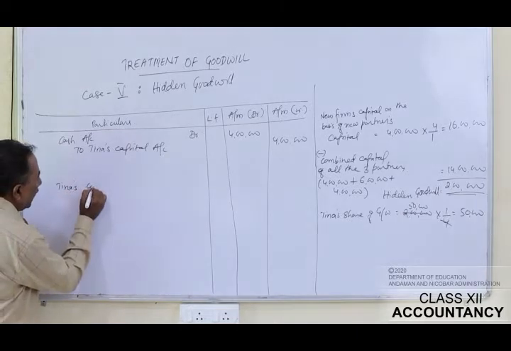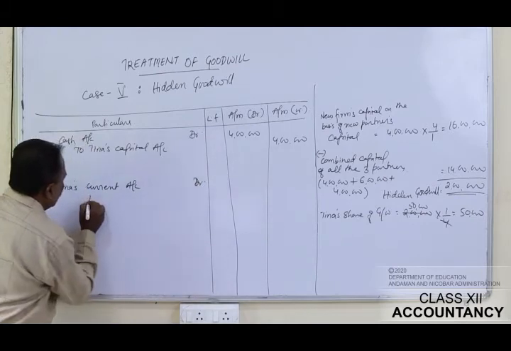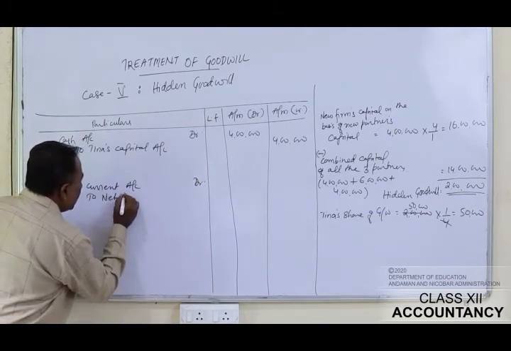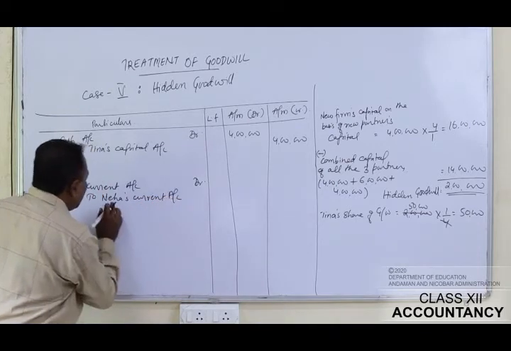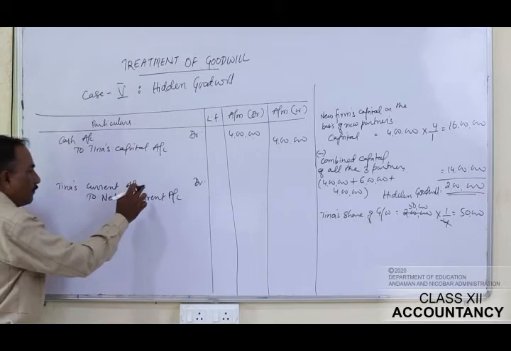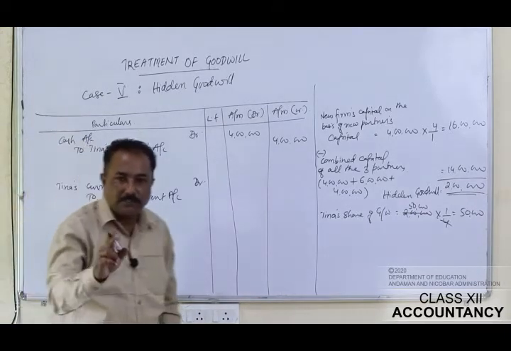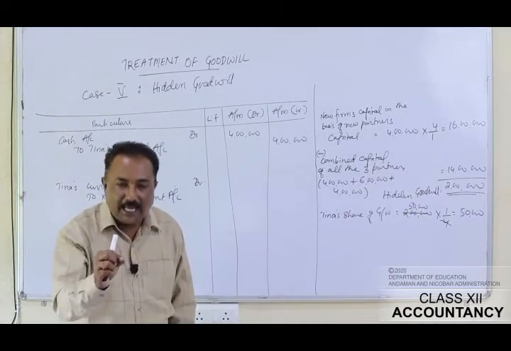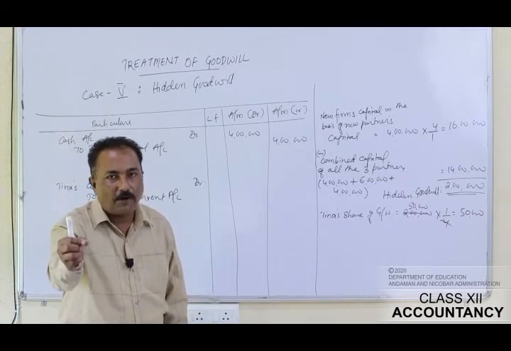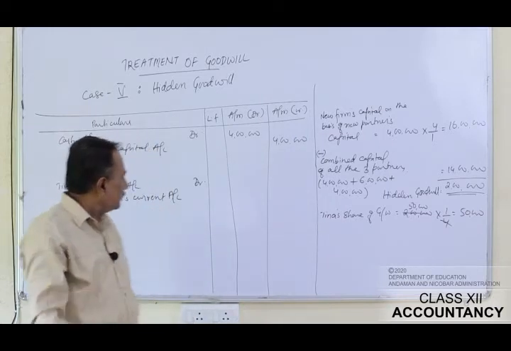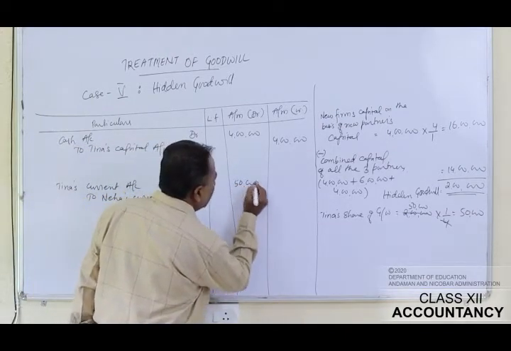So, for that purpose, the general entry will be: Tina's current account debit to Neha's current account. Why? Only the amount of goodwill is transferred to Neha's current account. It is just because Neha has given her share in profit in favor of Tina. So, the amount is rupees 50,000.